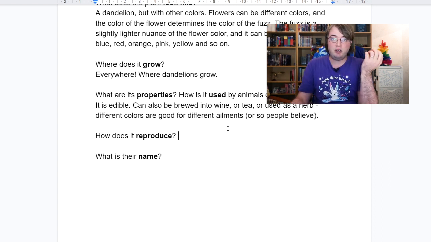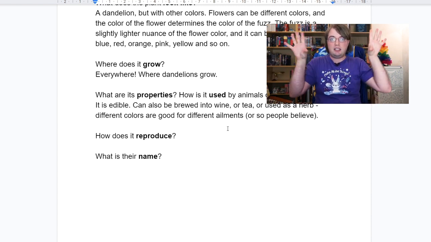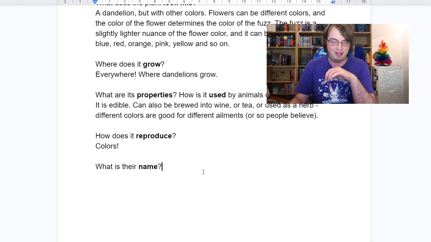And next question is how they reproduce. Well, that's when the colorful fuzz goes everywhere and makes new flowers. I don't know how that actually works, but it's the same principle, and I don't need to know the details. If you do need to know the details, look it up. Colors is how they reproduce. Can you tell that I'm getting a bit tired?